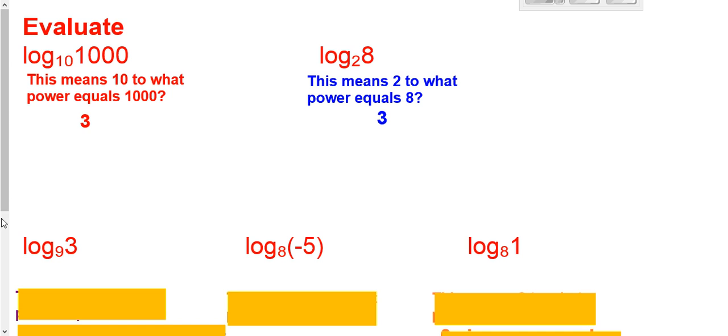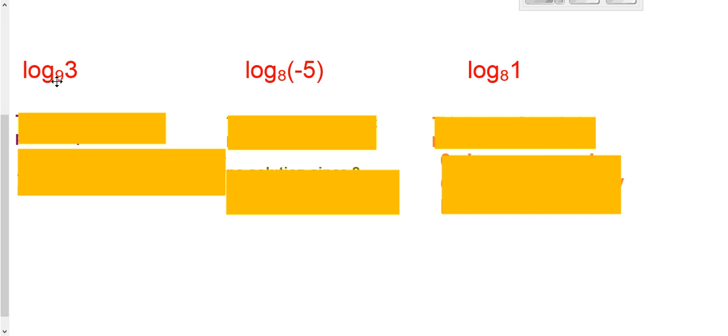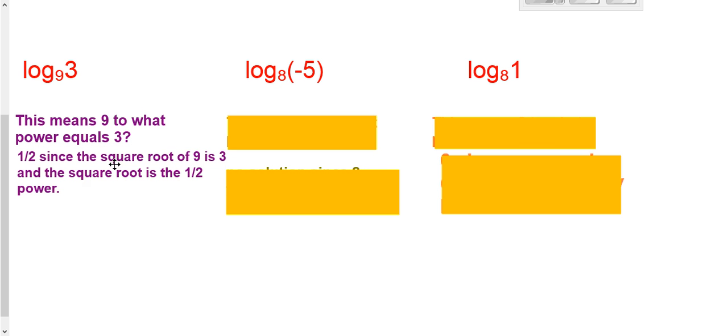When we look down farther here, we're going to do the same thing. We're going to take our base of 9. So 9 to what power equals 3? Well, 9 to what power equals 3? Most of you remember that the square root of 9 is 3. And the square root's really the 1/2 power. So we just get 1/2. Because 9 to the what power is 3? 9 to the 1/2 is 3.